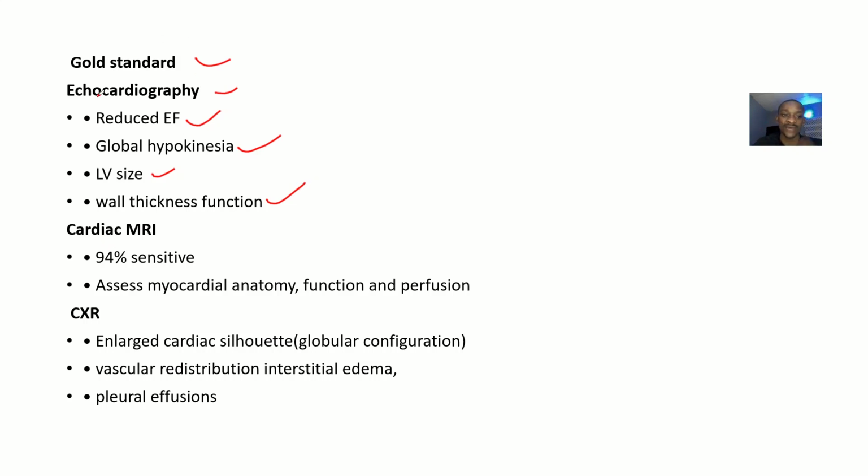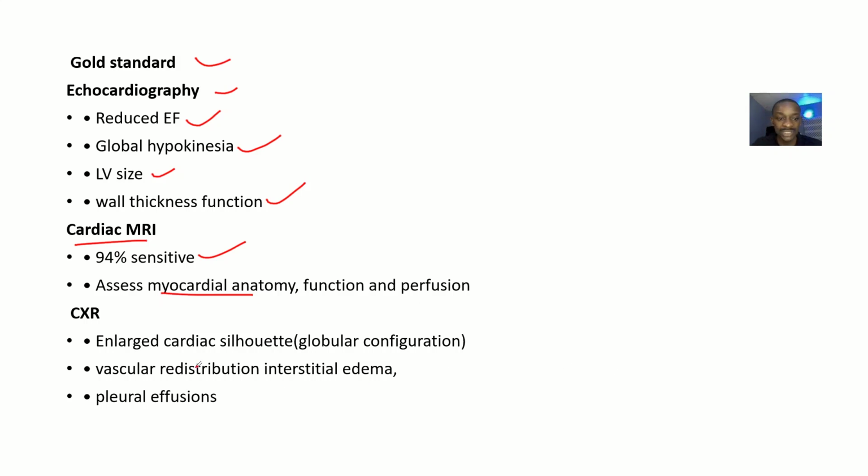Then that's for echocardiography. Then how about cardiac MRI? Cardiac MRI is a nice one too. It's about 94% sensitive. It can assess things like myocardial anatomy, myocardial function, and can also assess myocardial perfusion, like the amount of blood that is supplied. Myocardial perfusion is basically the blood supply to the heart muscles itself. You know the heart pumps blood but still needs blood, okay? So you want to assess for all that.